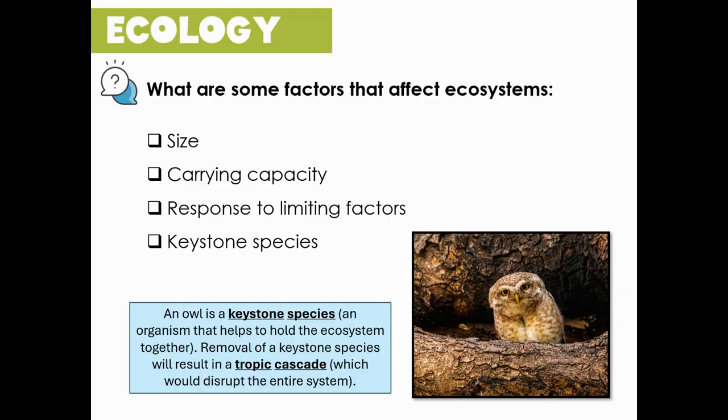When you remove a keystone species from the ecosystem, it could result in a trophic cascade. So that we talked about that this year. We studied the sea urchins and the otters. The sea otters were considered a keystone species that were important to their ecosystem. And when they disappeared, that affected the sea urchin population, which in turn affected the kelp forest. And so we see this sort of cause and effect relationship between these keystone species and the rest of the ecosystem.